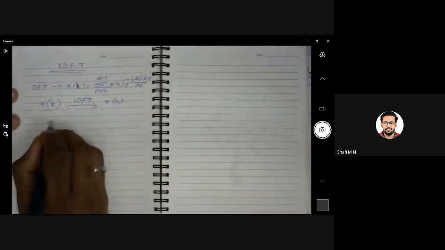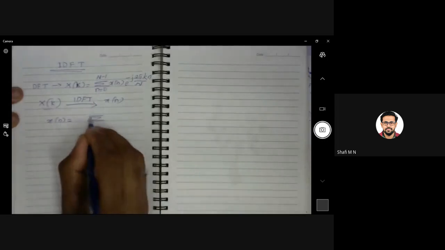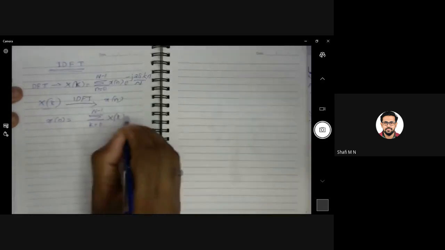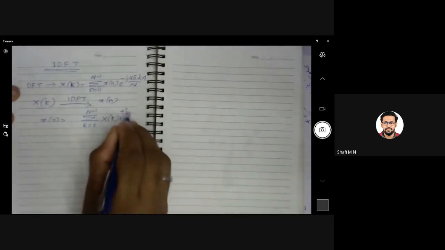So next, X of k will be given to you, and you have to take the inverse DFT. You have to find for which sequence this DFT is provided. You have to transform it from the frequency domain back to the time domain, so I can use IDFT. The equation for IDFT: X of k is given to you, you need an equation for x of n. So x of n equals sigma, now the index will be k, k varies from 0 to N minus 1, X of k e raised to, instead of minus j, it will be plus j, 2 pi k n by capital N.